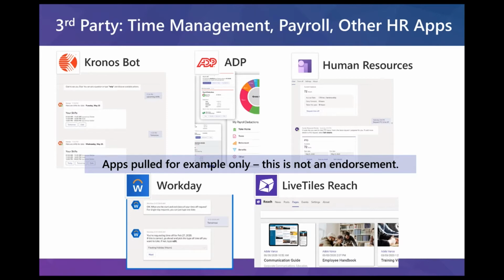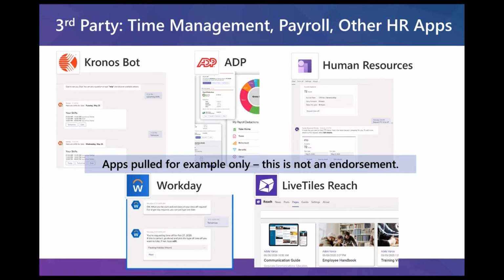So this essentially has live tiles. So you can see here communication guide, employee handbook, training videos, et cetera, et cetera. So a lot of stuff really of what you have potentially on your intranet now, maybe that you just want to customize specifically for your Firstline worker and leverage Live Tiles Reach.